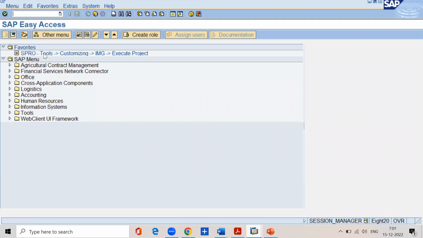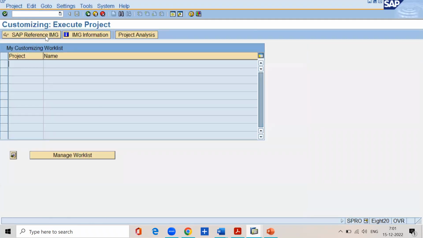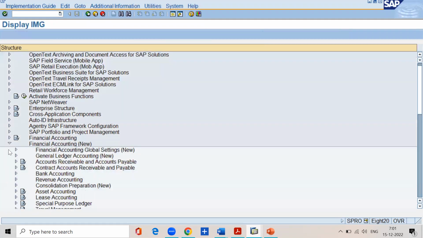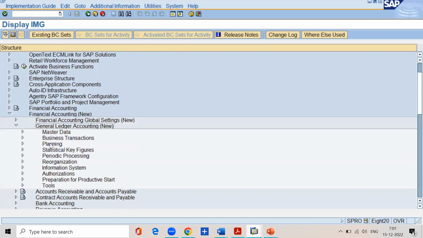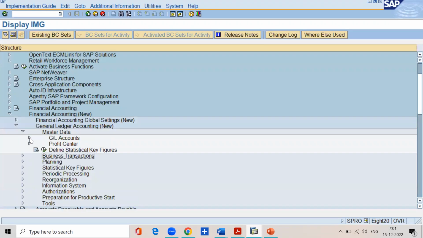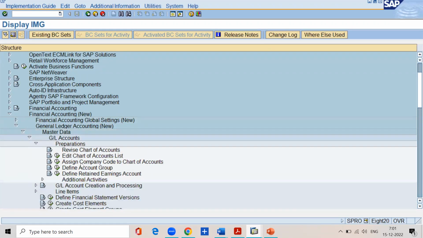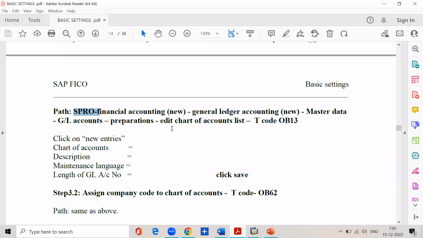SPRO, or you can double click on this SPRO. Financial accounting new, general ledger accounting new, master data, GL accounts, preparations. See, steps are very clearly there in the material. Preparations, edit chart of accounts list.